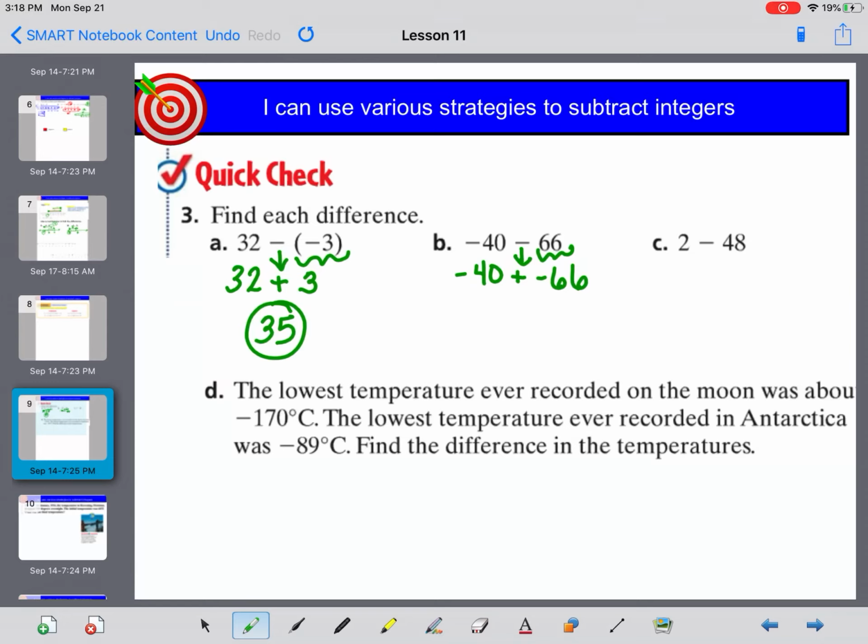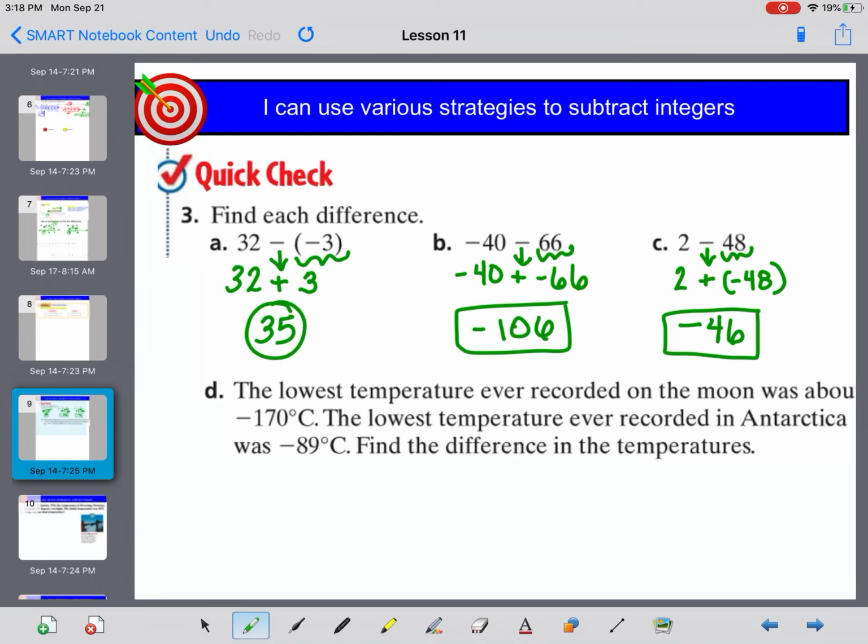66 plus 40 is 106, so my answer is negative 106. Letter C, I keep the first one. I change this to adding. The opposite of 48 is negative 48. 2 plus negative 48, using the rules I learned yesterday about adding integers, I subtract and give the sign of the bigger absolute value, so negative 46.